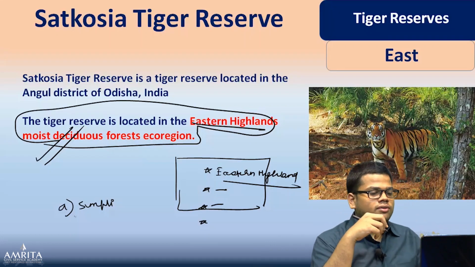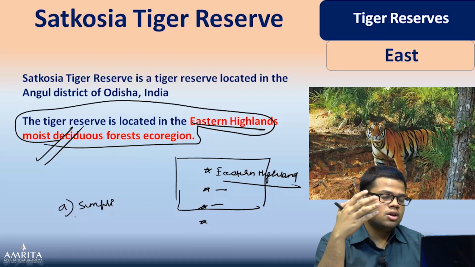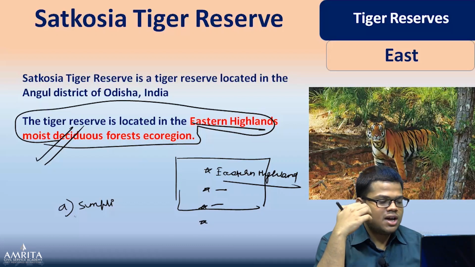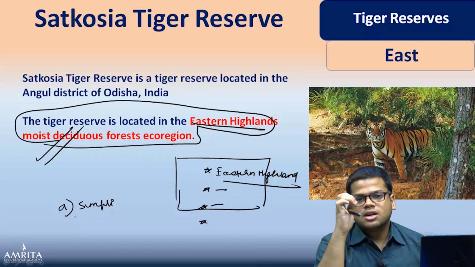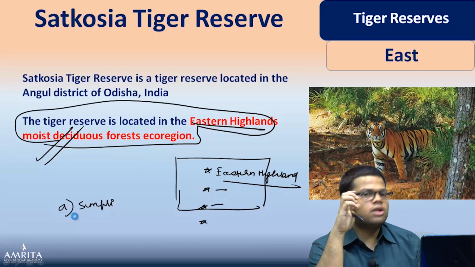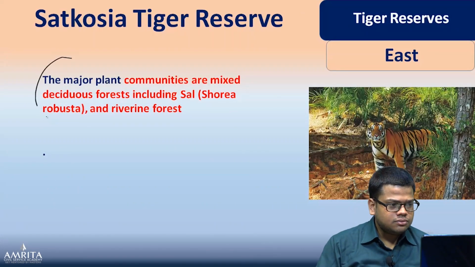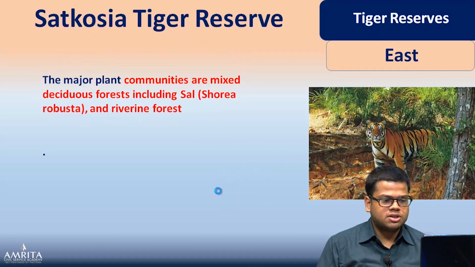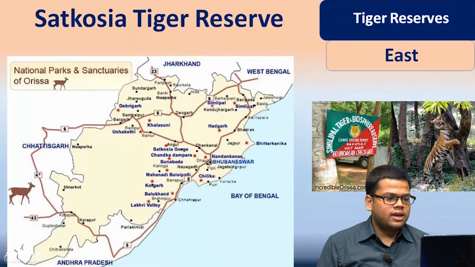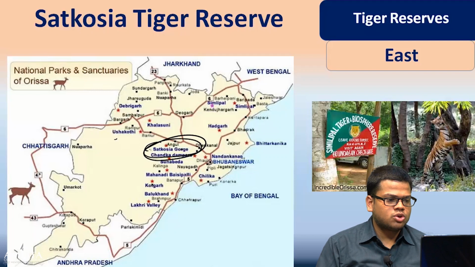So that is why we are covering the most important facts, so as to not put too much pressure on your mind. We are doing the series for you so that you have very little content to remember, but very important content. Next, the major plant communities are mixed deciduous forest, including sal and riverine forest. So sal is an important species here. Again, I have shown you the location, Satkoshia here.